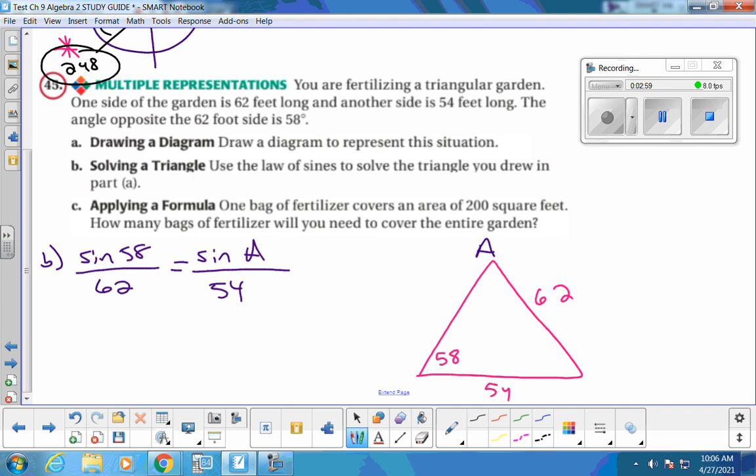Does everybody remember crisscross applesauce in the steps? Cross multiply the 54 times the sine of 58, divide by 62, and then do a sine inverse at the very end, and tell me what you get. 54 times sine... I got 47.6. Is that what you got? Yep.